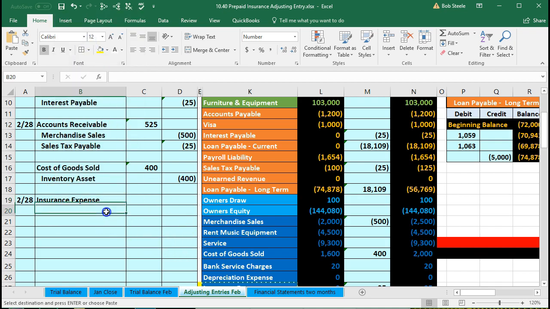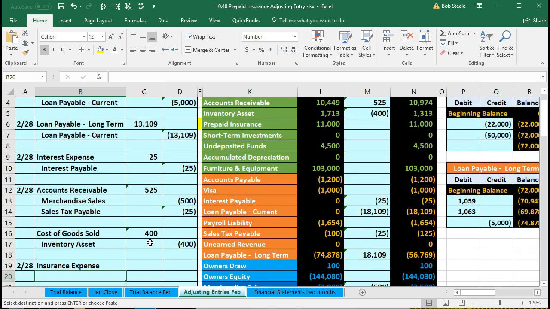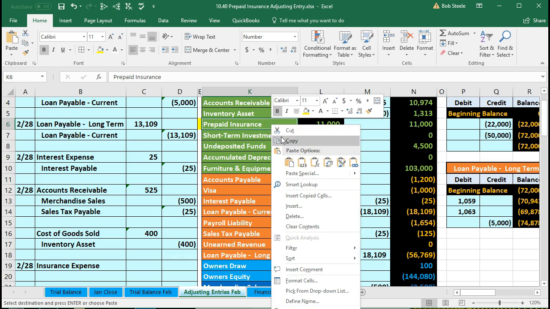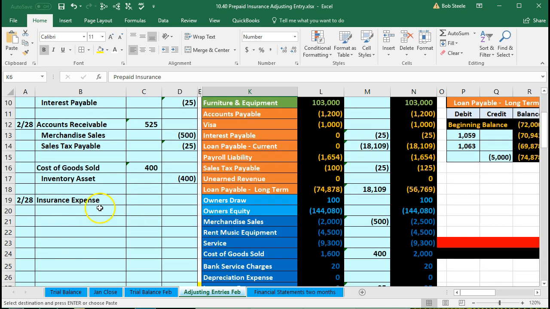And then we're going to credit the other account involved, which in this case will of course be prepaid insurance. So we will copy prepaid insurance, scroll back down, that's going to be in B20, right click and paste 1, 2, 3. Then we're going to indent this. We're in the Home tab, we're in the Alignment group, and we are increasing the indentation. Now we just need to know what the amount is going to be.